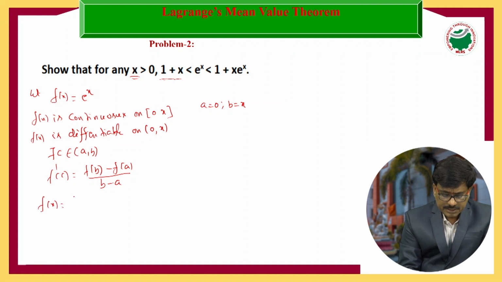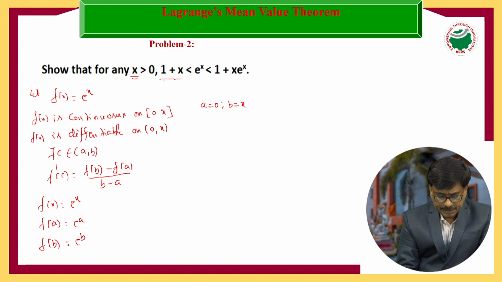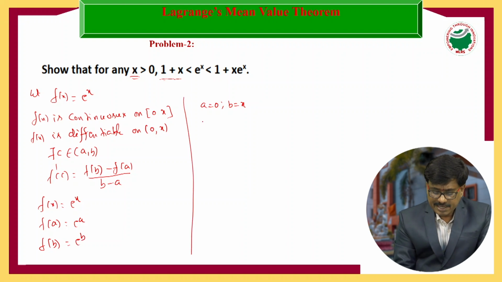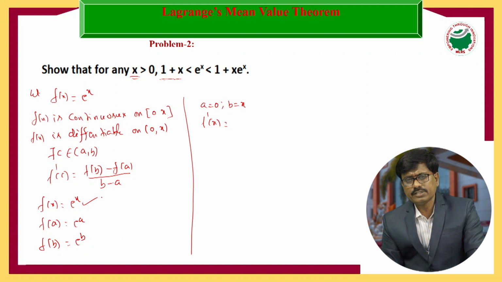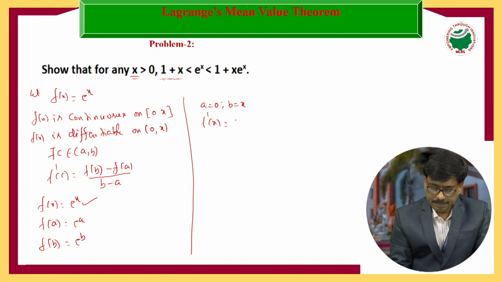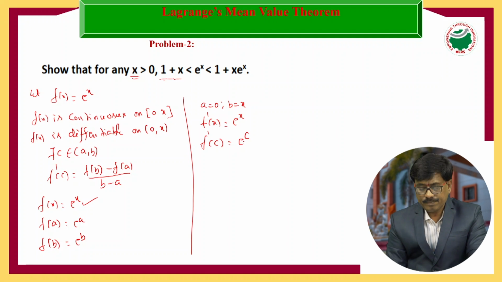Let me calculate f of a value. What is f of x? f of x equal to e power x. What is f of a? e power a. What is f of b? e power b. Now we need to calculate f dash of x. f of x equal to e power x. What is the derivative of e power x? e power x. We need to calculate f dash of c, which becomes e power c.